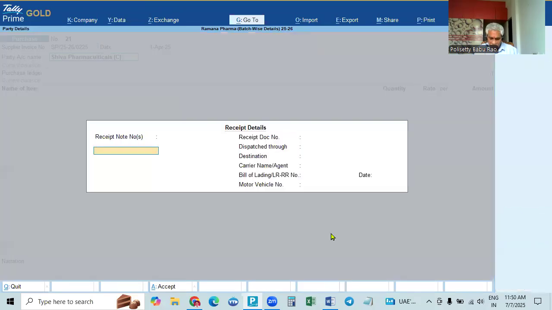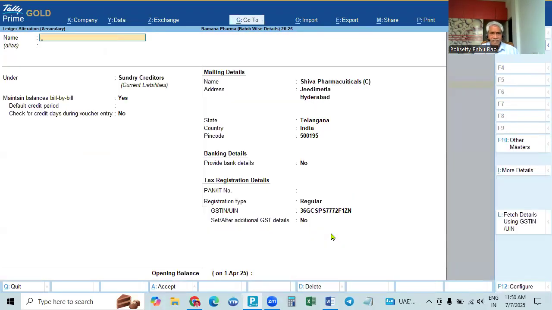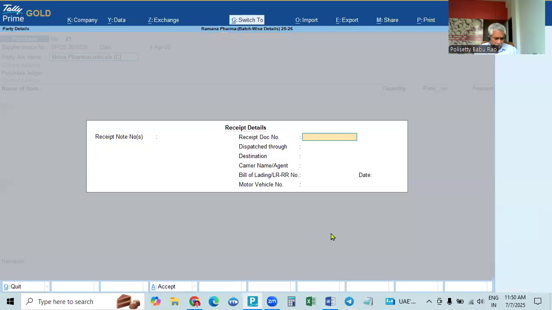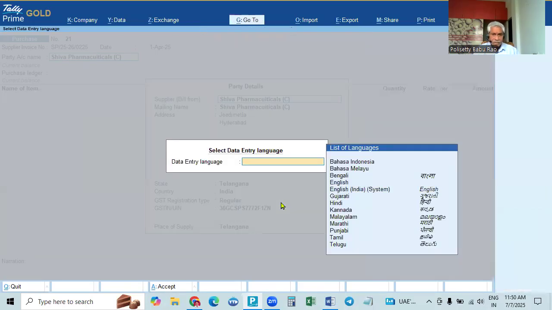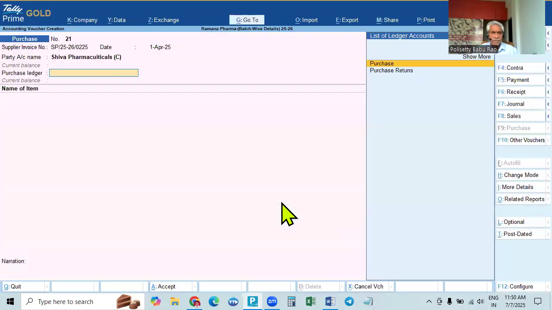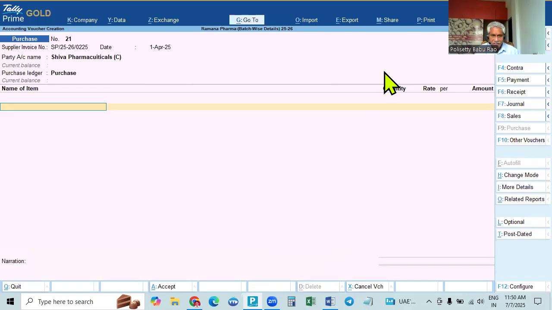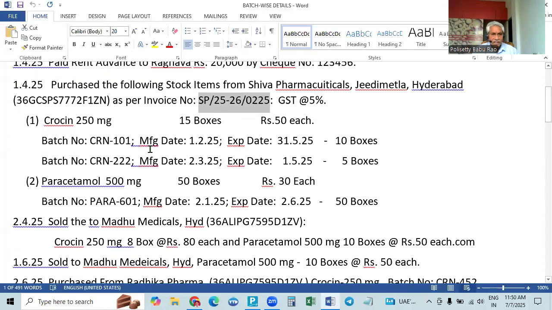Shiva Pharma. This also is created, everything is okay. Creating, and now accept. So these are the details, and then accept here. Purchase account. Ledger means it is the purchase account. We are purchasing goods. Now, what are the items?